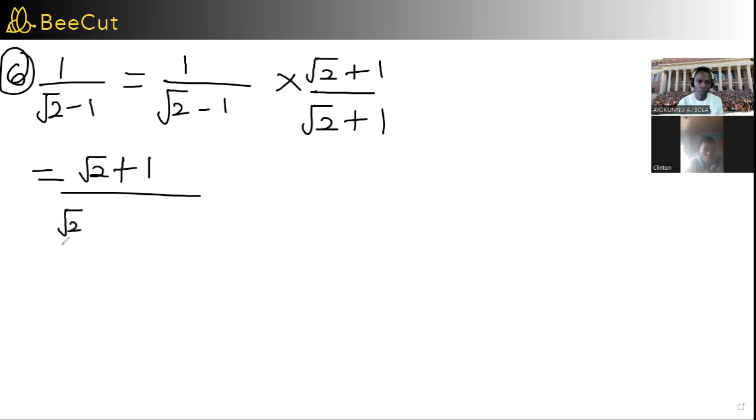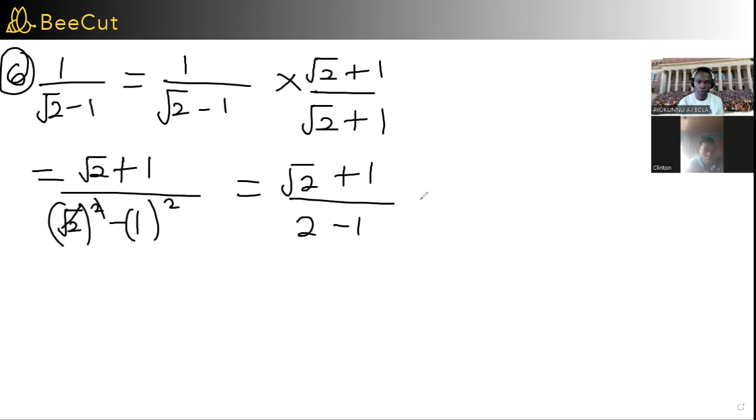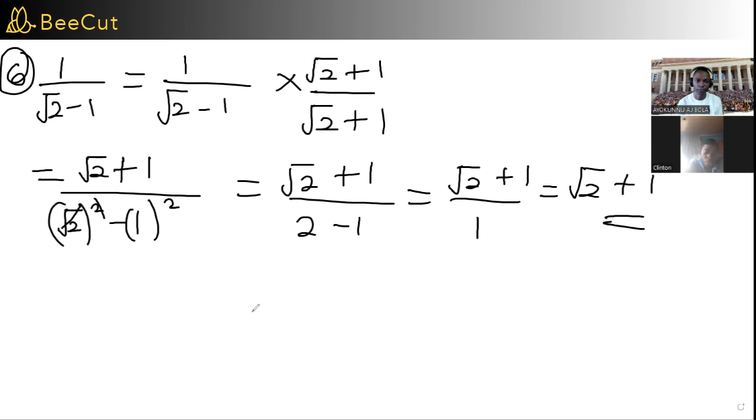So I have root 2 squared minus 1. Then if this cancels, I have root 2 plus 1 all over 2 minus 1, which is root 2 plus 1 over 1, and the final answer is root 2 plus 1. Is that clear? Yeah, is that clear to you? Okay, so put it down and let me know when you are through.